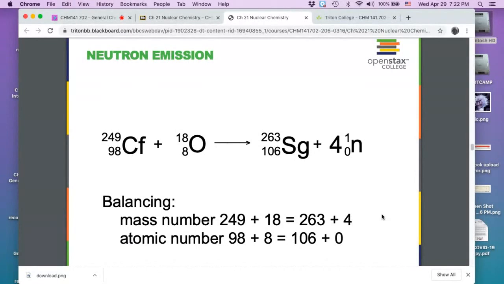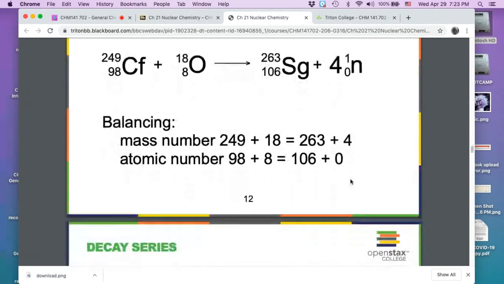This is different than what we've seen before. Now, instead of one particle decaying into two particles, we have two particles combining and making something new, and also releasing some decay particles. So we have californium-249 combining with oxygen-18, and it's making this new isotope. Again, the numbers have to all add up for it to work.